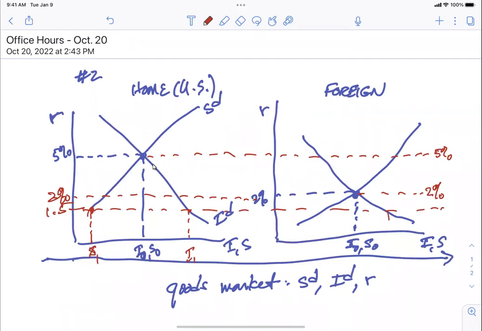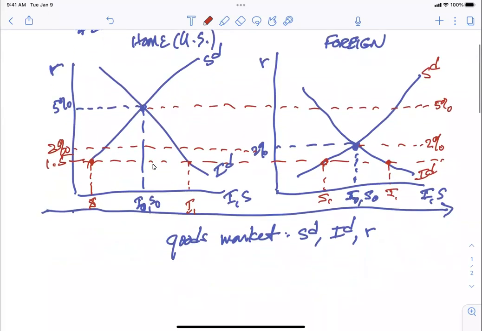Over here, oops, I didn't label those, did I? That's not good. Oh, come on, don't do that. It's because my hand is resting on there. All right, so the same curves over there. Desired investment over here is there. Desired saving in the foreign country is there, right? All right, now I'm gonna move this up a little bit.